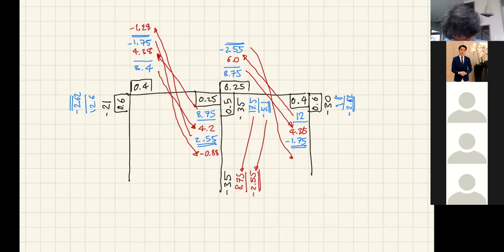Yeah, hang on a minute. That's minus 1.28. This goes up. 1.75 goes up. That's a minus 0.88. Okay, so then that's it. Balance it one more time, guys.